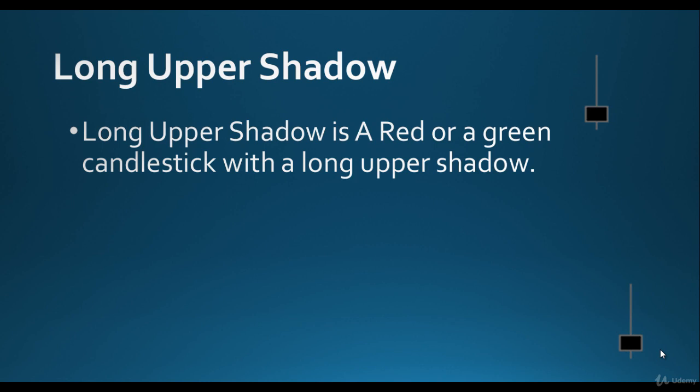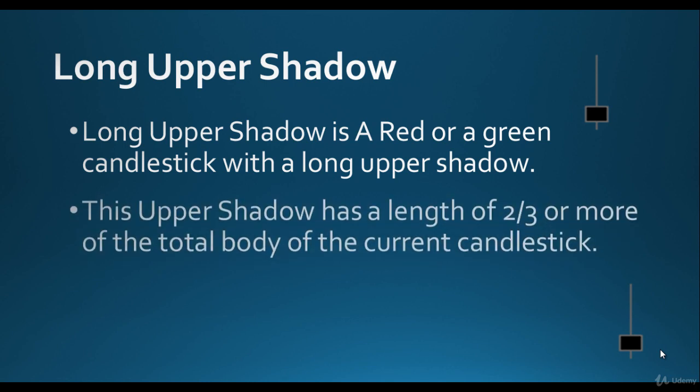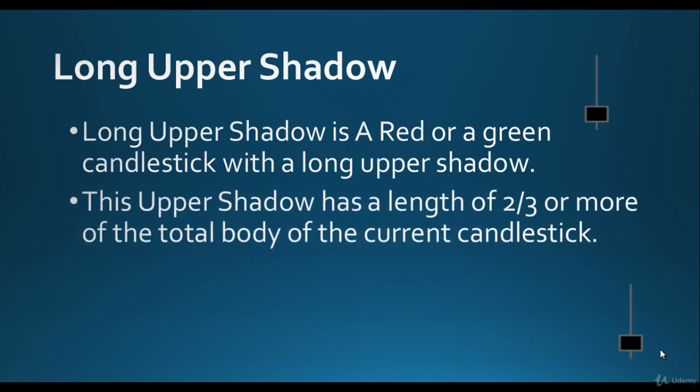So don't get confused if you see a green candle. Right here I'm showing a red or a black candle, but don't get confused with it. It could be of any color. What matters is the upper shadow. The upper shadow has a length of 2 or 3 or more times the total body of the current candlestick. So you need to look at the total body and the length of the upper shadow to understand what it means.